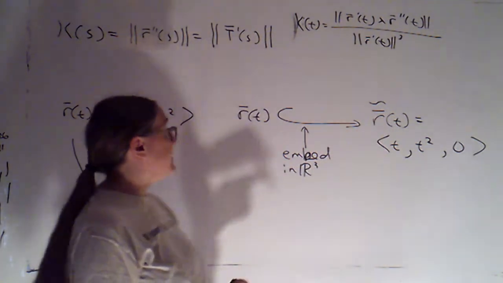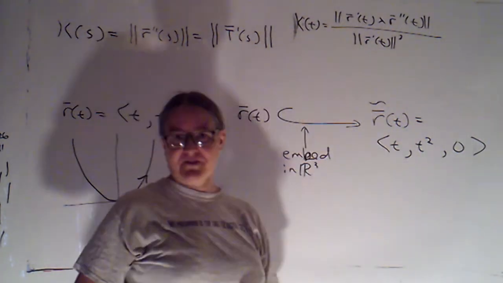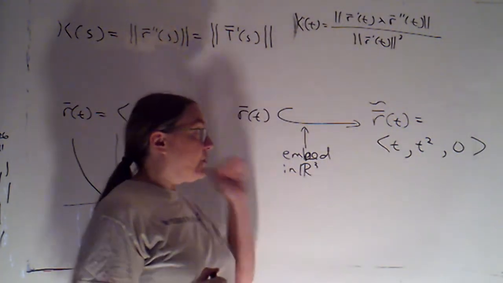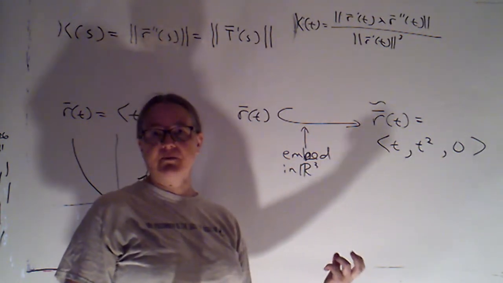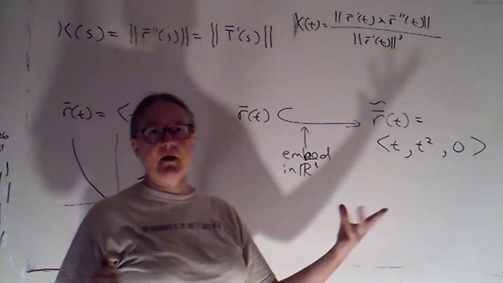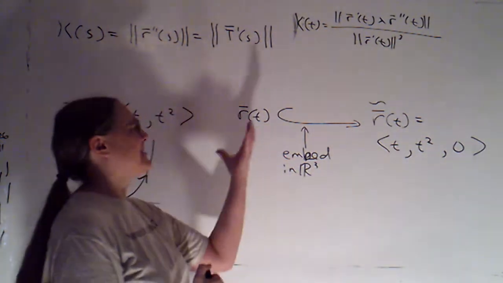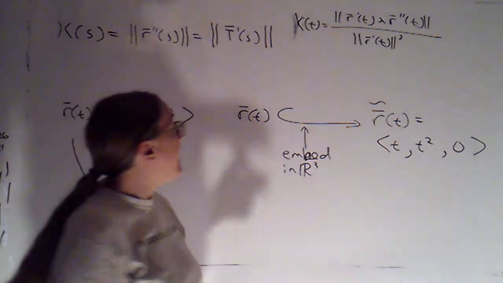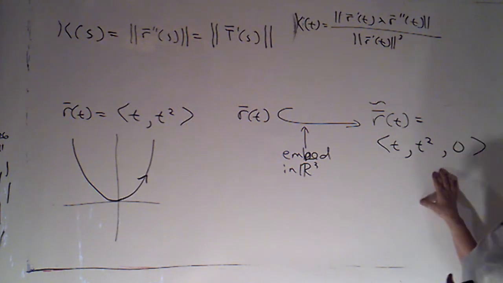Now, if I want to calculate the curvature of this curve, it's going to be the same as the curvature of this curve. And so embedding gives me a new function, but a lot of the properties of the function will be preserved. Use your common sense about whether the properties in question are preserved or not. Yes, the curvature is going to be preserved. So now I can use this formula to find the curvature.